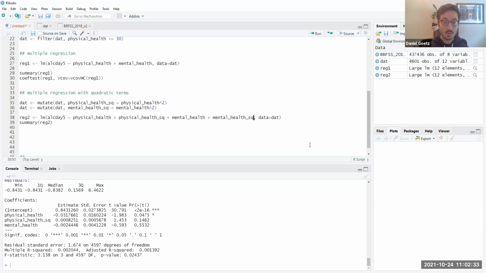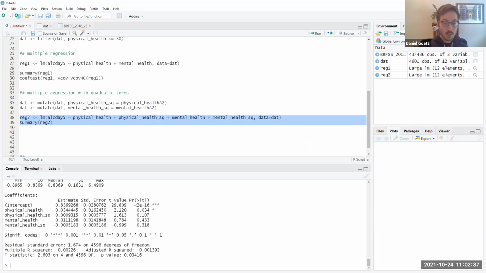This should be squared. All right. Okay, so here we can take a look. And what we can see is that physical health still has a negative coefficient. Okay, the main effect. The physical health squared has a positive coefficient, much smaller in magnitude. That's going to typically be the case when you have a squared regressor. Its coefficient is going to be much smaller in magnitude.